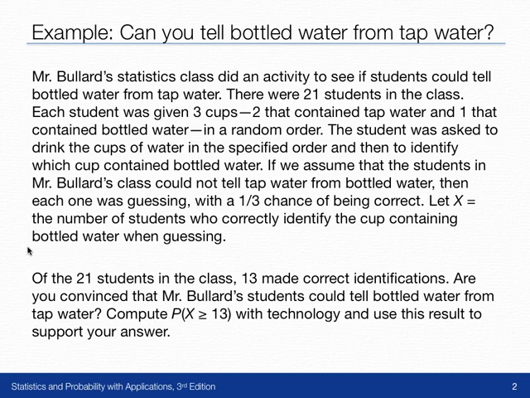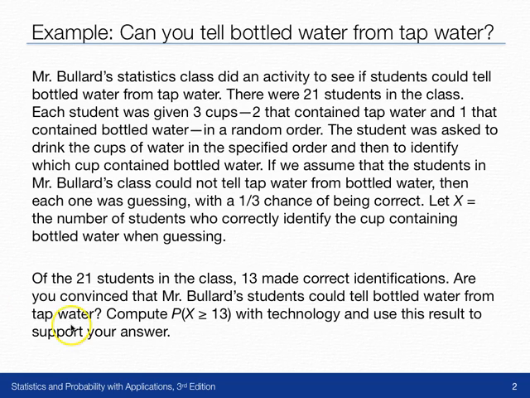And if we assume that the students in Mr. Bullard's class can't tell tap water from bottled water, they have a 1/3 chance of making the correct identification just by chance. We're going to let X be the number of students who correctly identify the cup with the bottled water in it. And if 21 students are in the class and 13 made the correct identification like we have here, are we convinced that Mr. Bullard's students can tell bottled water from tap water?